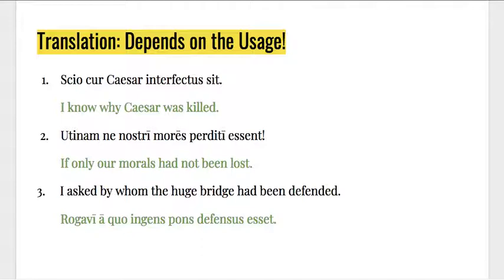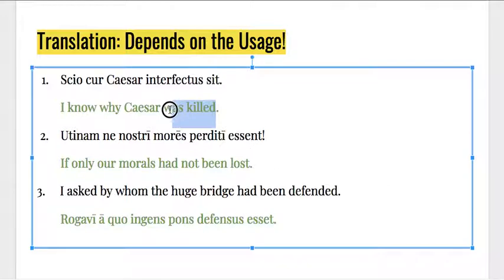All right, maybe you remember these from before. That first slide, as promised, you now know how to say, I know why Caesar was killed. Scio cur Caesar interfectus sit. Right, we have to make that "was killed" subjunctive because this is what usage of the subjunctive? Indirect question, exactly. So in Latin, they thought of that "was killed" as a subjunctive usage, whereas in English we essentially just keep it in the indicative.